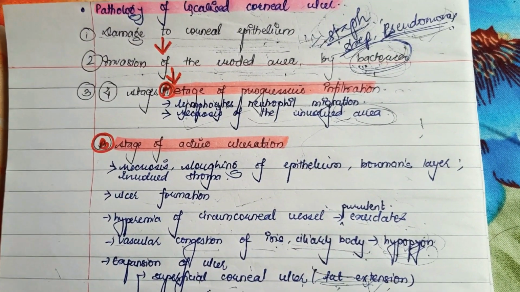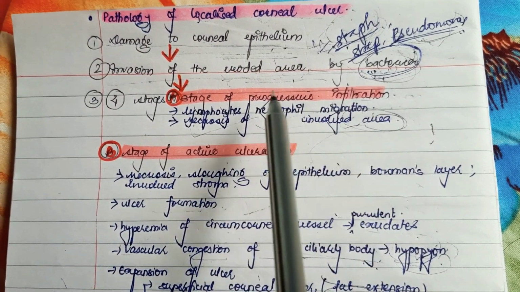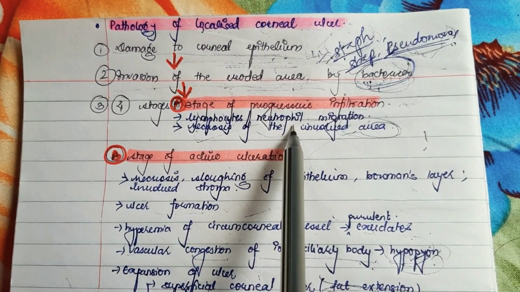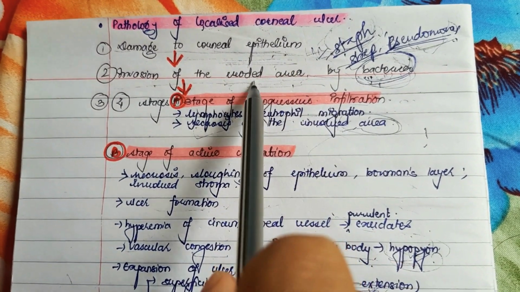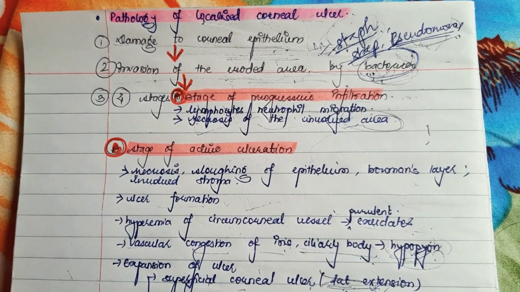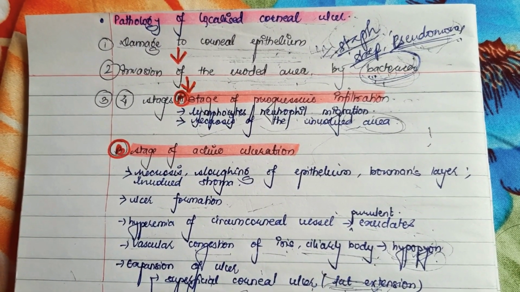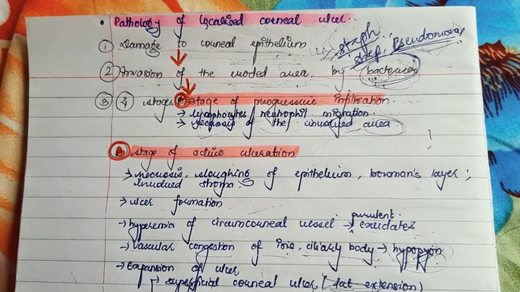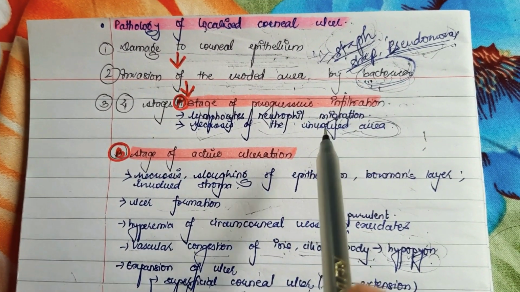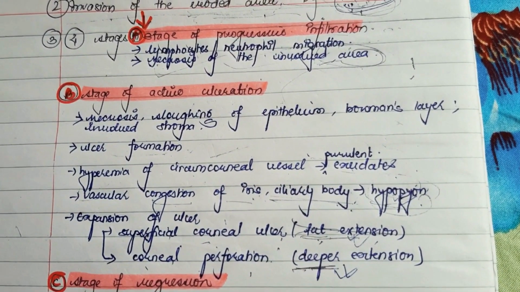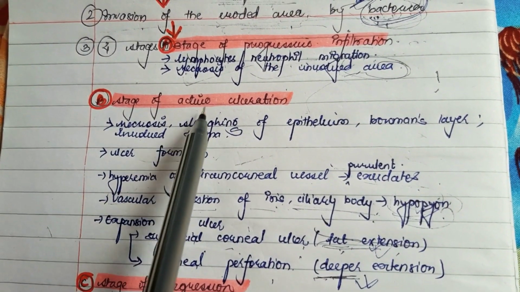Now let's talk about the stage of progressive infiltration. It occurs when the lymphocytes and the neutrophils migrate into the eroded area involved. These lymphocytes and neutrophils reach the eroded area either through the surrounding blood vessels or through the stroma, if the stroma is also involved. And then there occurs necrosis of the involved area. Then it progresses to the stage of active ulceration.